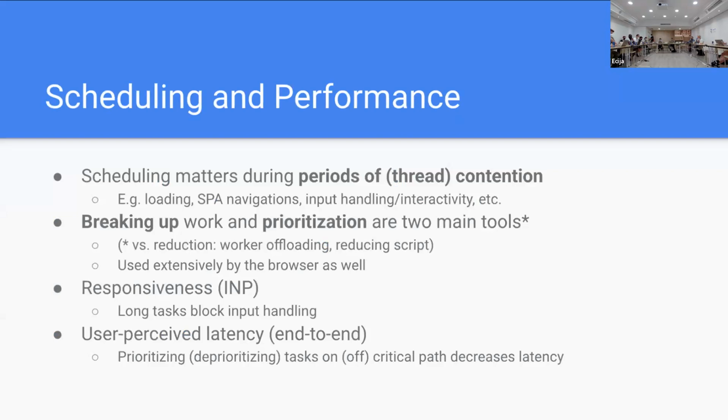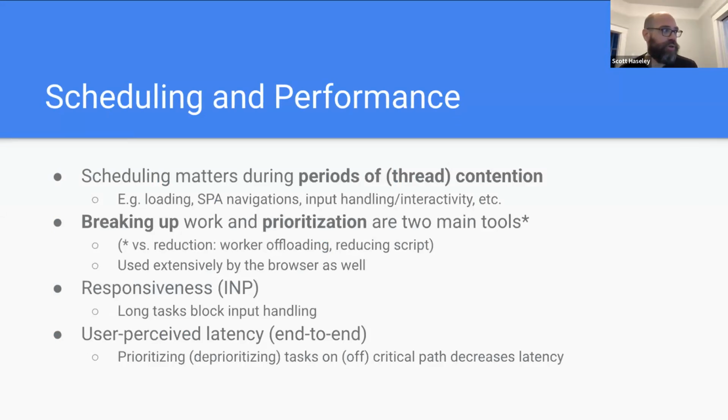To get started and provide a little context: why does scheduling matter for performance? Where can it be impactful? When I'm thinking about scheduling, I typically think about periods of contention, in this case thread, and more specifically main thread. But this principle holds true for other resources as well, network, et cetera. When there's more than one thing to do, which happens during periods of contention, scheduling gets a lot more interesting because we have choices to make, and those choices can affect performance.